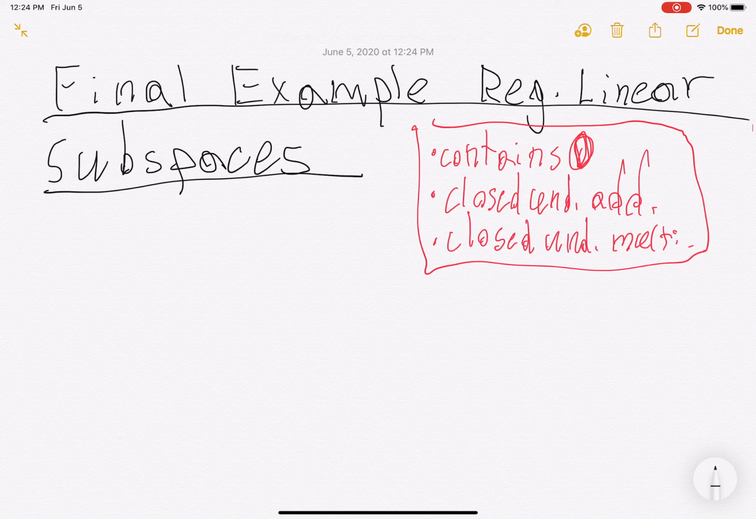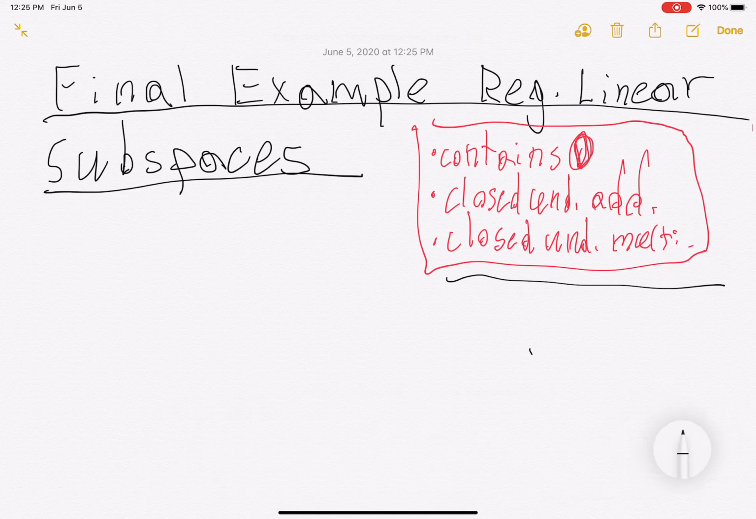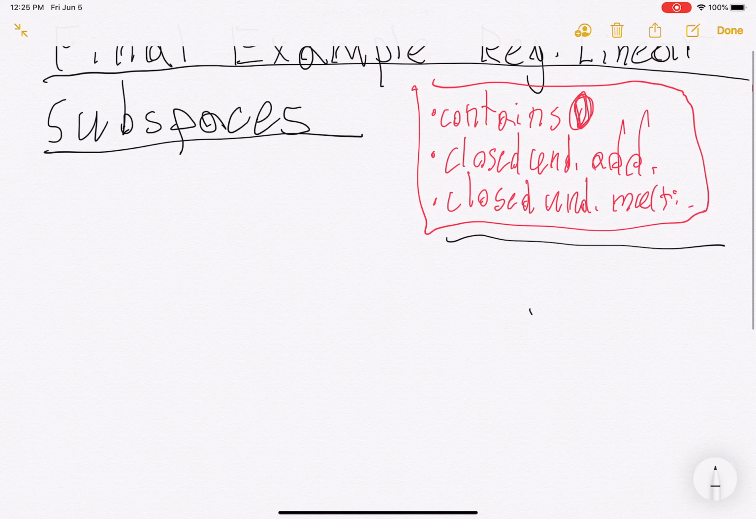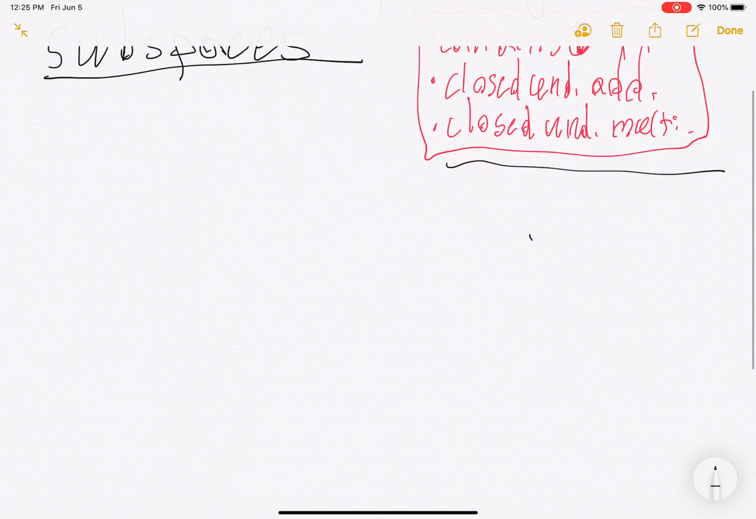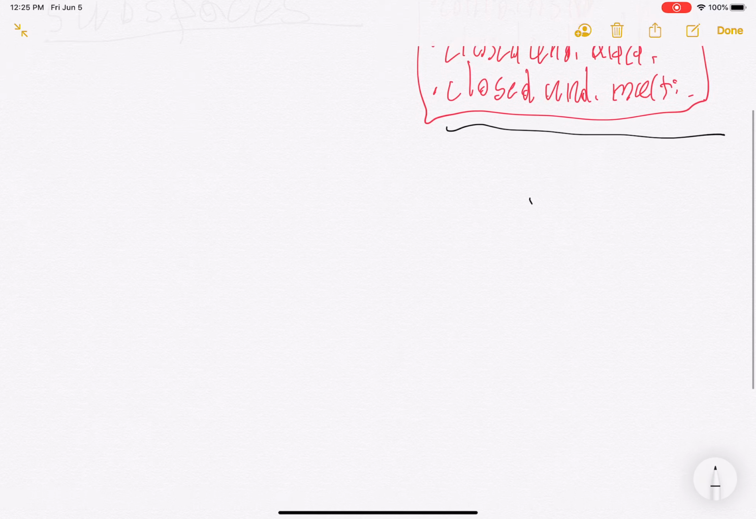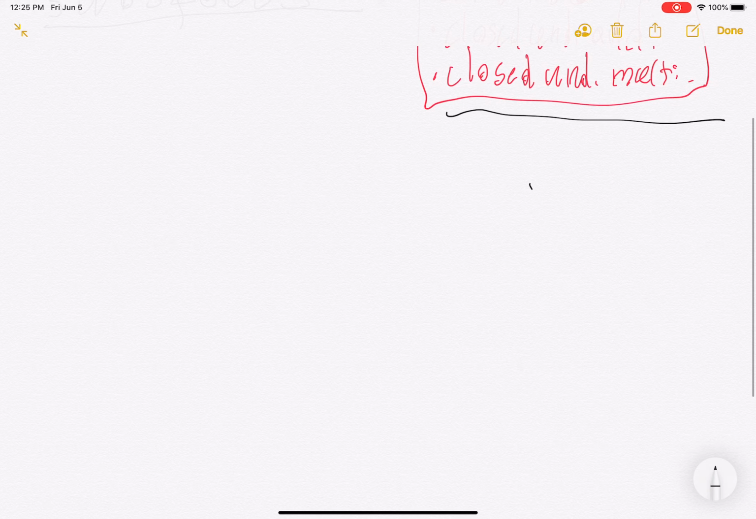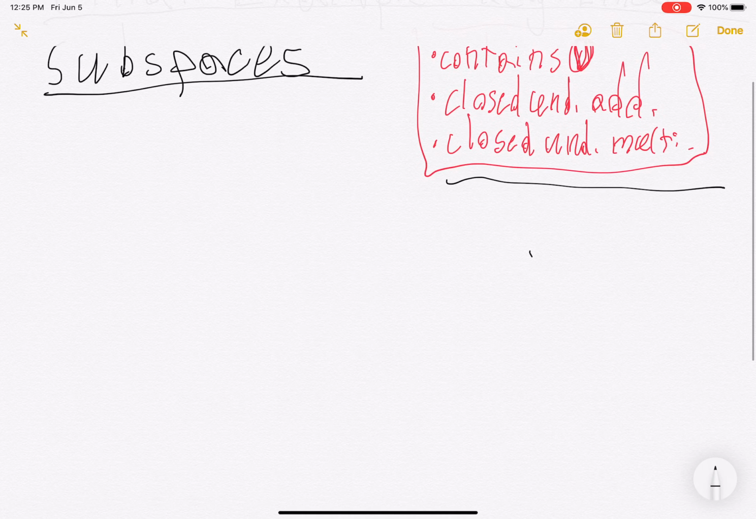So let's get started. I left just a reminder of the definition of a linear subspace right over here. So for those of you who forgot about it, there's a quick reminder. So let's write down our example here. Final example. This is going to be quite a bit more different than the past examples. Okay, so let's write it down.